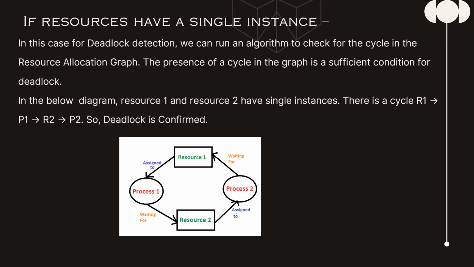Let us look into the resources that have a single instance. In this case of deadlock detection, we can run an algorithm to check for a cycle in the resource allocation graph. The presence of a cycle in the graph is a sufficient condition for deadlock. In the diagram below, resource 1 and resource 2 have single instances and there is a cycle, so deadlock is confirmed.